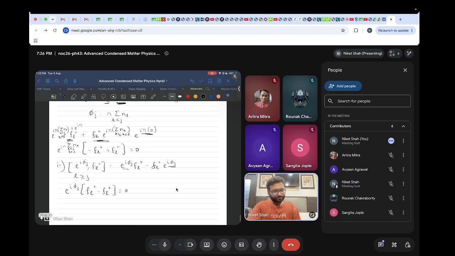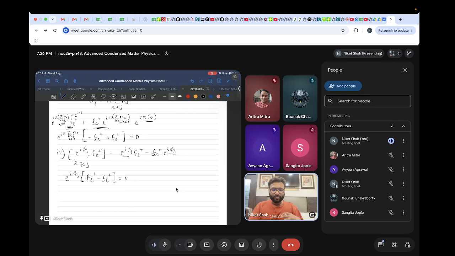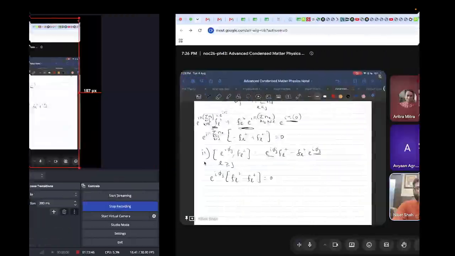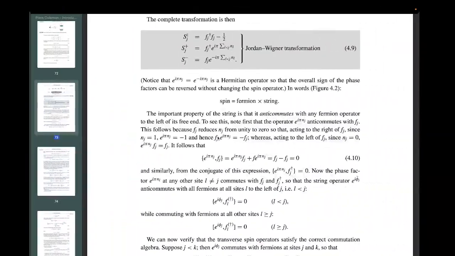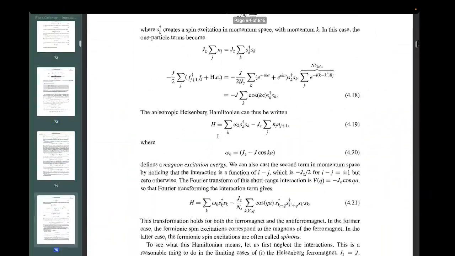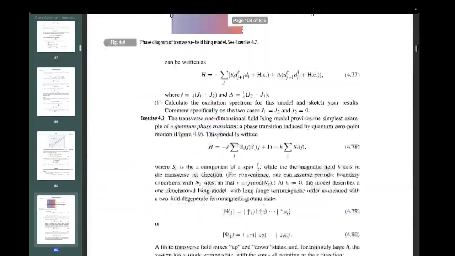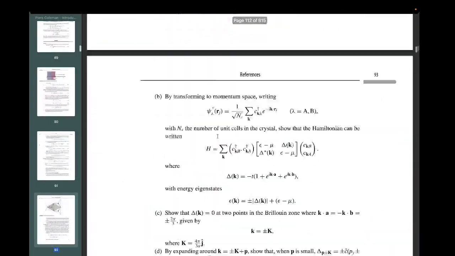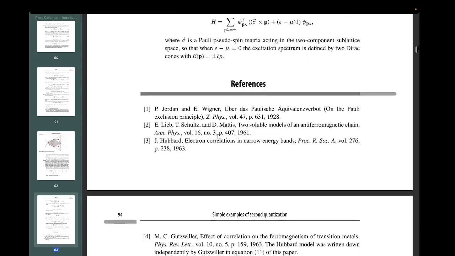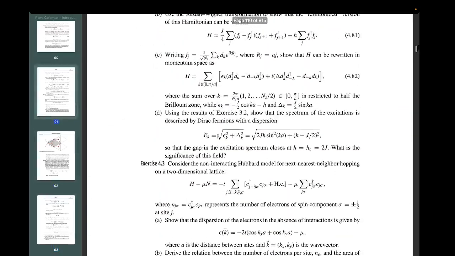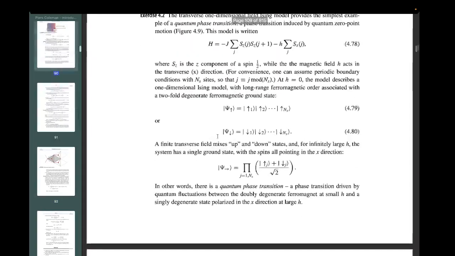Okay. Now that we understand how to use this string phase and do certain kinds of manipulations, let's try to write a particular kind of Hamiltonian. I'm basically using the book Peirce-Coleman, and I'm solving a problem in the book.